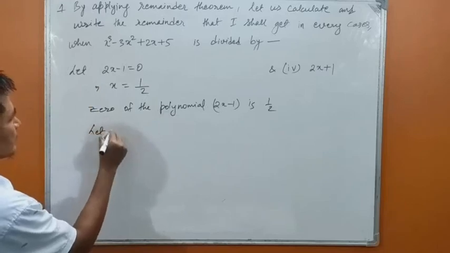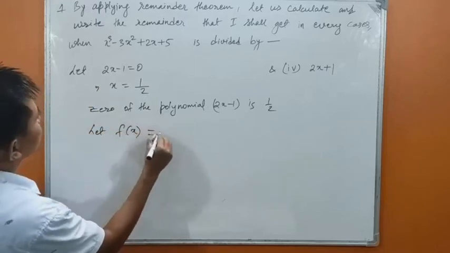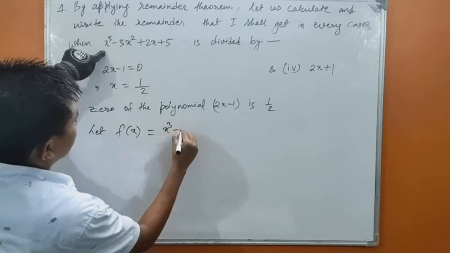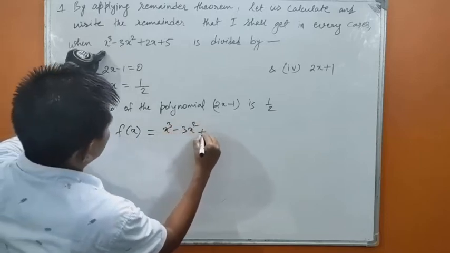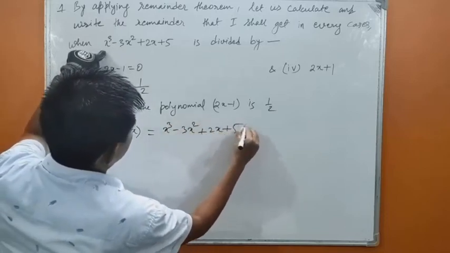Let f(x) equal x cubed minus 3x squared plus 2x plus 5. Okay.